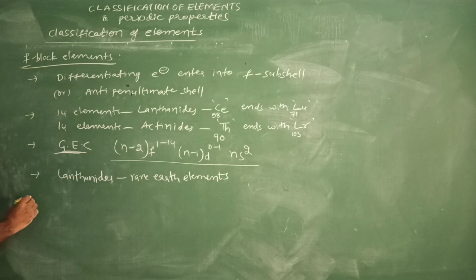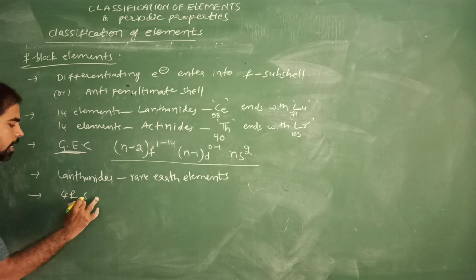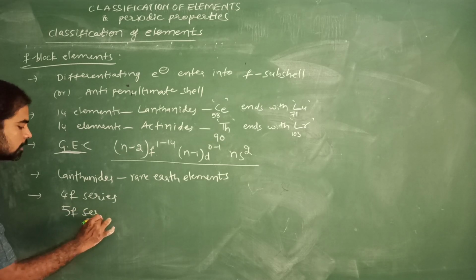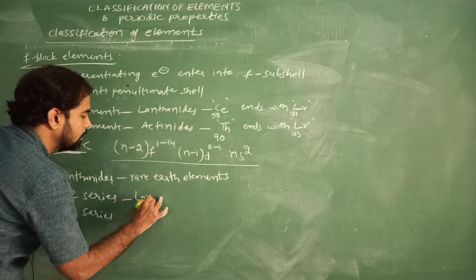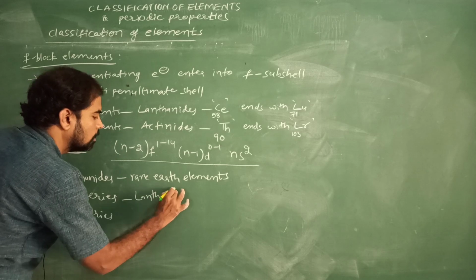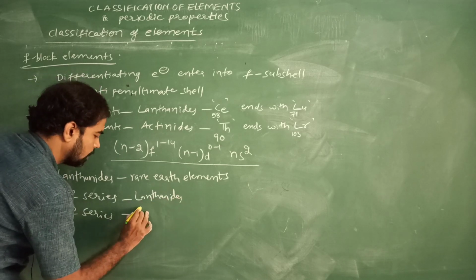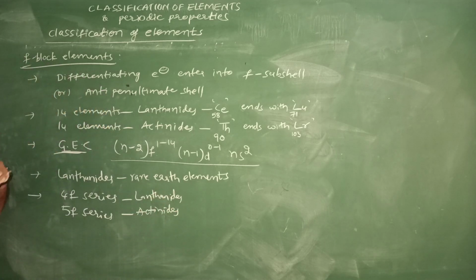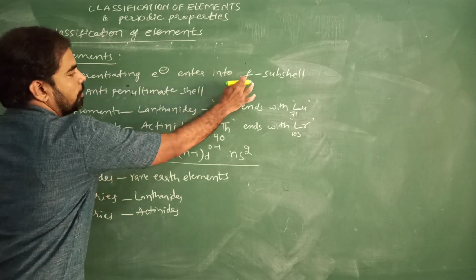F block elements. Here they are the 4f series. They are again classified as the 4f series and 5f series. 4f series are lanthanides and 5f series are actinides. Okay, in total how many elements are present in the F block? 14 and 14, 28 elements are present. Okay, remember, the differentiating electron enters the f subshell.